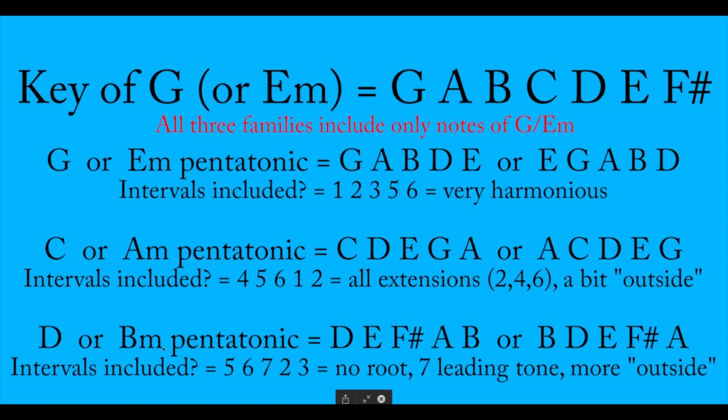And then if we come down to the third one, just looking at that, we also can see this one's the weirdest one of all. It does not include the root at all, and instead has the 7. So it is definitely the most outside sounding of all of them. But as you'll see in the video, I tend to keep in mind where my 1 is occurring in the scale, and I'll slide into it, or I'll still use it in conjunction with this pentatonic family.